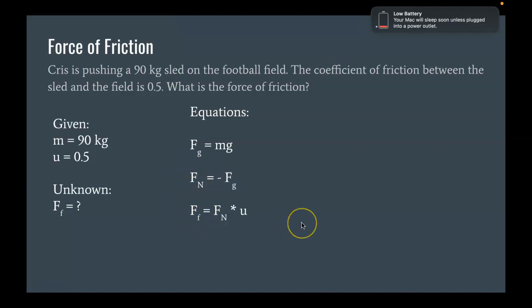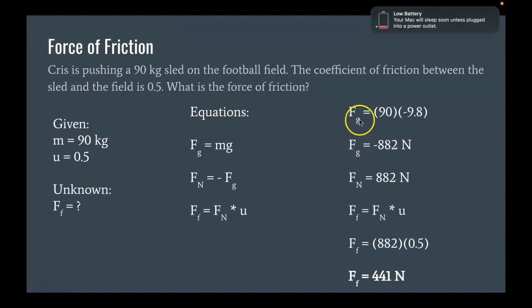All right, so one thing at a time here. Force of gravity over here, we'll do the mass times acceleration of gravity, and we find the force of gravity on this sled. Now the normal force is equal and opposite, so it's that same number but positive, and now I can put this number into my equation for the force of friction. Force of friction is normal force times the coefficient, and that's what you see down here. So the force of friction is 882 times 0.5, and so that results in a force of friction of 441 newtons.